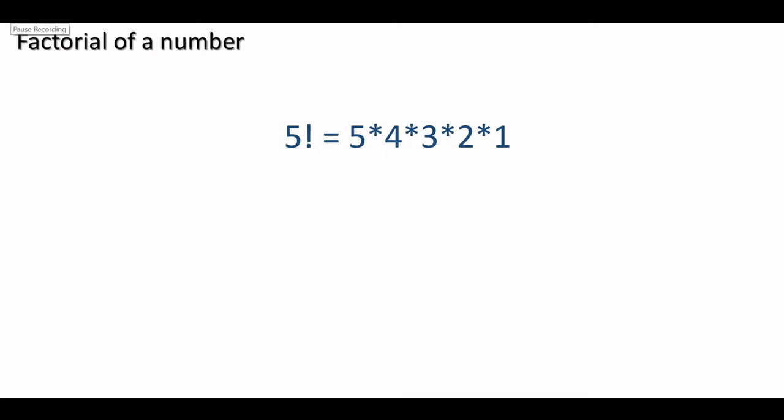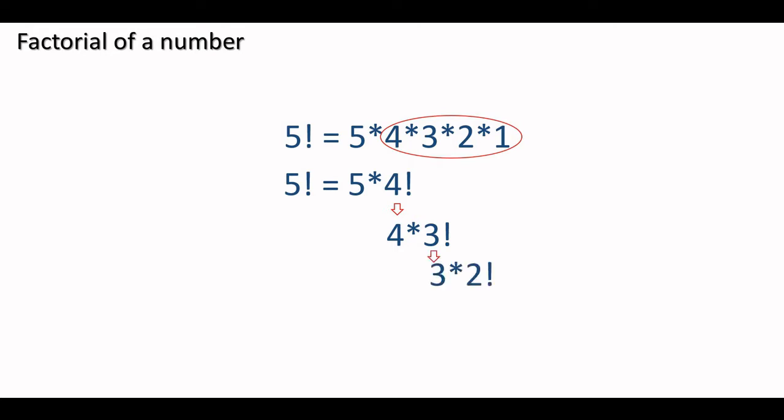Hi friends, we'll learn about factorial of a number. Factorial of 5 is multiplication of 5, 4, 3, 2 and 1. If you look at this closely, you can understand that factorial of 5 is the same as 5 multiplied by factorial of 4. Same way, factorial of 4 is nothing but 4 multiplied by factorial of 3. Same thing, if it is 3, it is factorial of 2 multiplied by 3, and it continues till 1.